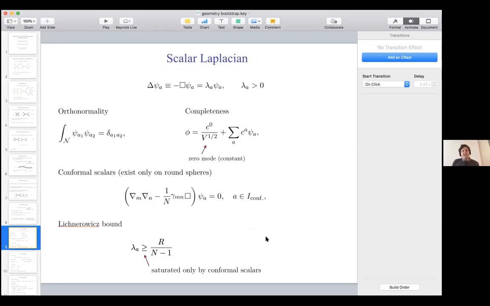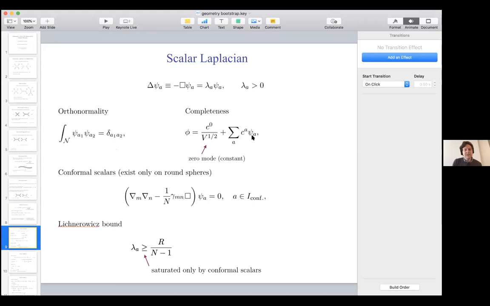So we start with the ordinary scalar Laplacian. So this is just the ordinary del squared. The eigenvalue spectrum here we're calling lambda sub little a, where little a will index the eigenvalues. They're all positive, so we're not going to be including the zero mode in the index little a. They satisfy orthogonality when we integrate over the manifold.